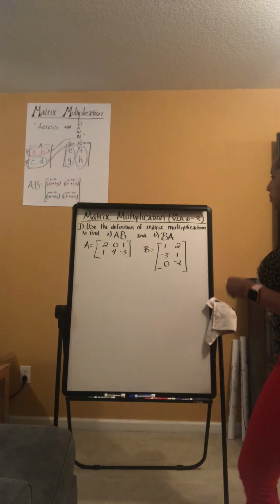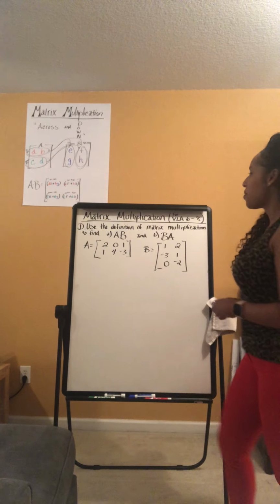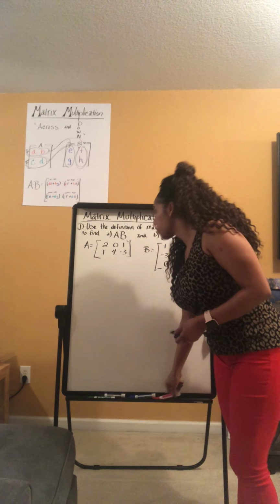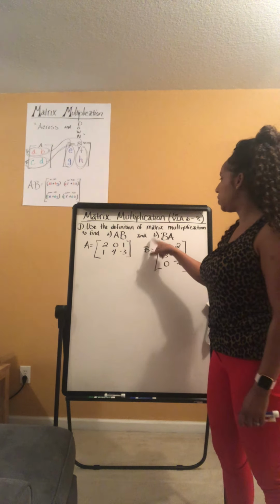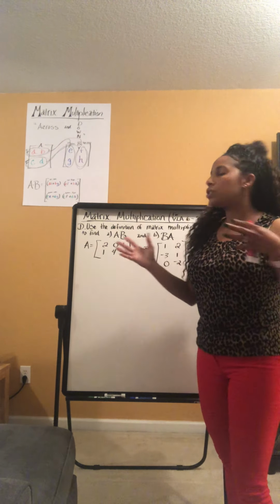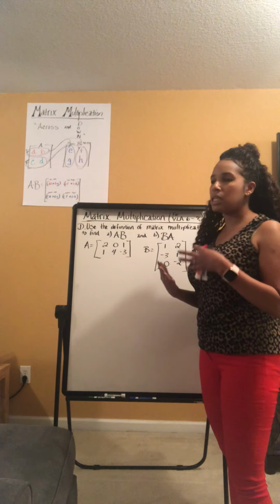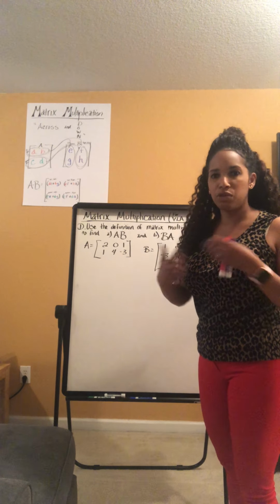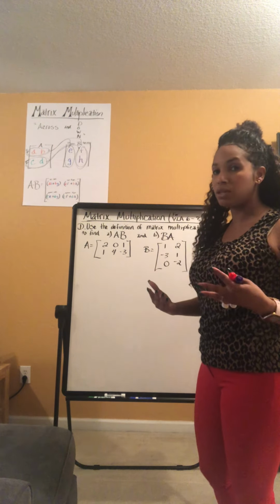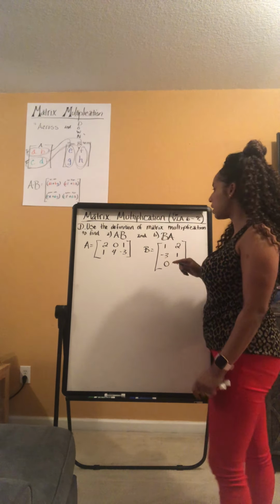This is easier explained with actual numbers, so let's try that. I want to use the definition of matrix multiplication to find A times B and B times A. I'm asking for both because they are not the same thing. Matrix multiplication is not commutative. It's not like regular multiplication where 2 times 3 is the same as 3 times 2. A times B is not necessarily going to be the same thing as B times A.